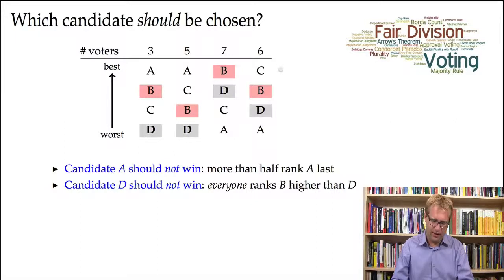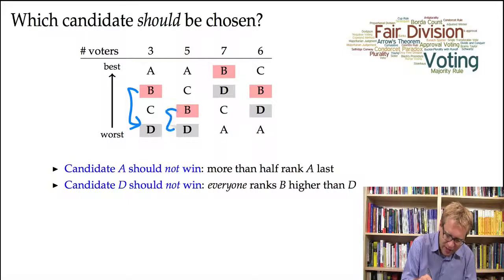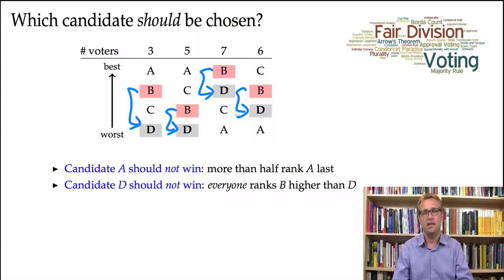So let's take a look at candidate B. Candidate B is unanimously ranked above D. Everyone ranks B above D. So there's consensus that another candidate, in this case Bob, is strictly preferred to Dora. This is not an argument that Bob should be declared the winner, but it is an argument that Dora should not be declared the winner. The argument is that Dora should not be declared the winner because it's unanimous that there's another candidate that is strictly preferred to Dora.